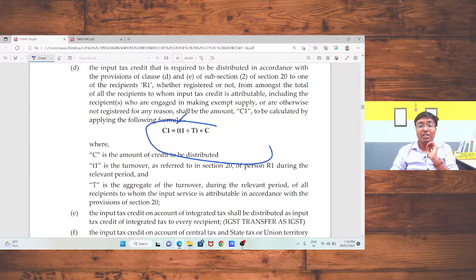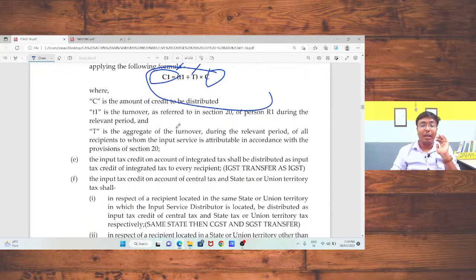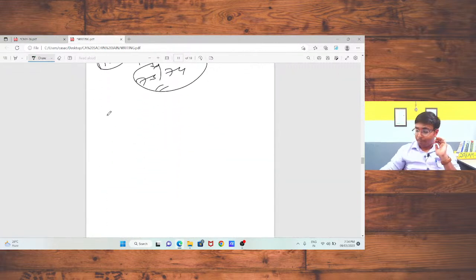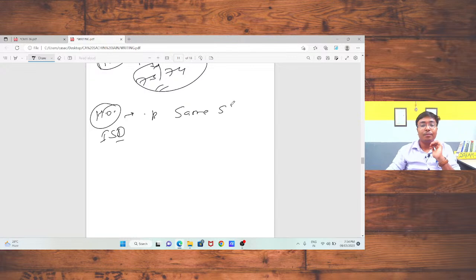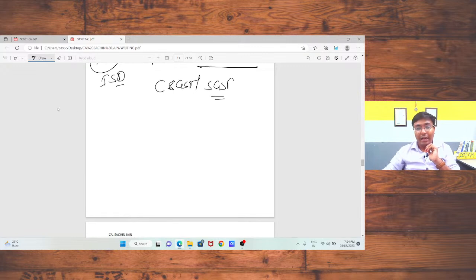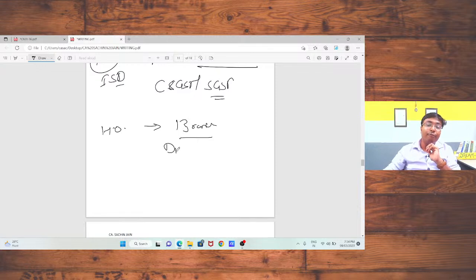Turnover of a particular branch divided by total turnover, multiplied by the credit, gives the amount of input tax credit transferred to that particular branch. Now, if the head office, that is the ISD, and the branch are in the same state, in that case CGST and SGST have to be transferred. Or if the head office and branch are in different states, in that case IGST has to be transferred.